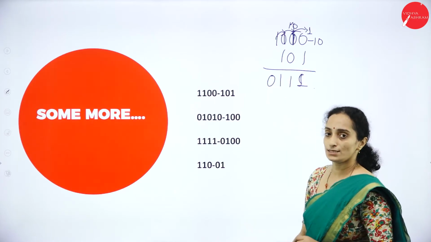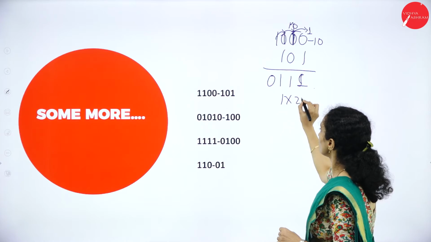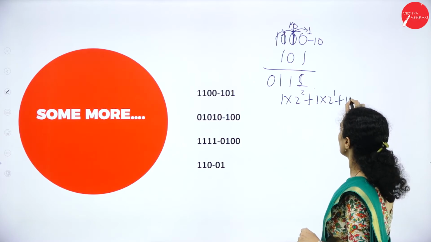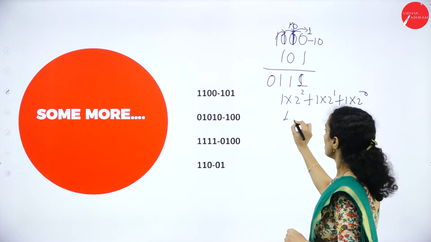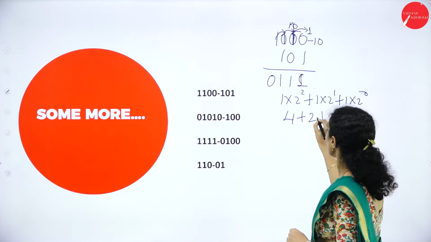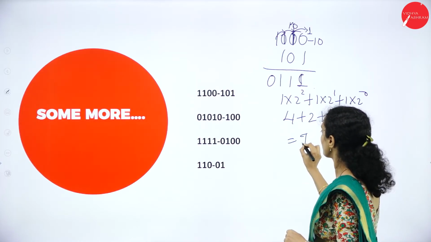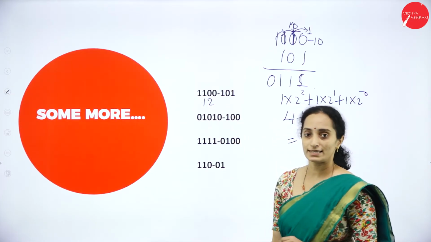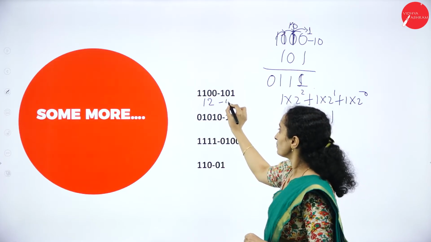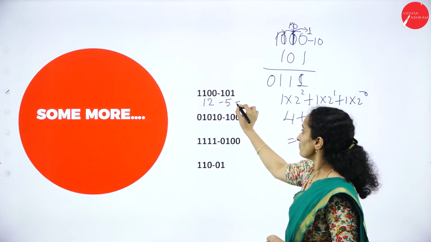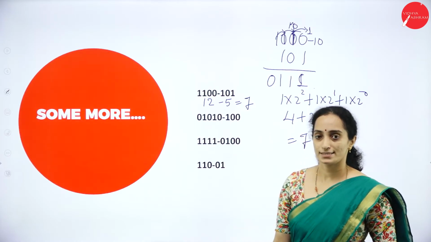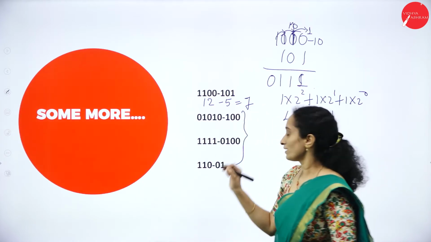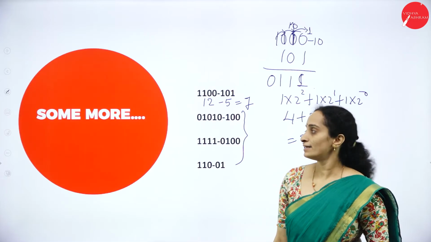There remains 0. When you check, it will become 1 into 2 to the power of 2 plus 1 into 2 to the power of 1 plus 1 into 2 to the power of 0. This is 4 plus 2 plus 1, which results in 7. The result is, here it is 12 in decimal, minus 101 which is 5. 12 minus 5 is 7. You can check the values for this. You can perform other subtractions.